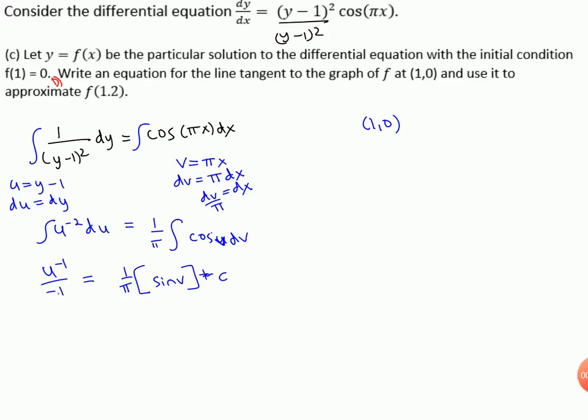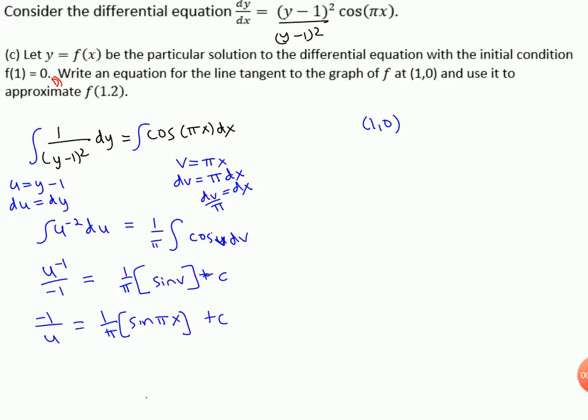Okay, so this u, I want to move it down to the bottom, so it becomes just regular u to the power of 1. I guess I'll put my negative 1 up here, and then equals, this is 1 over pi. I'm going to go back and swap out my v, which we said was pi x. So this is really going to become times sine of pi x, okay? And then plus c, right?